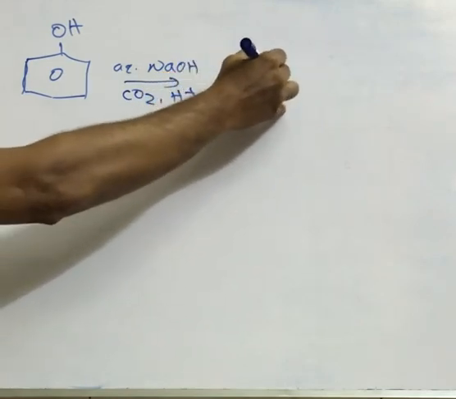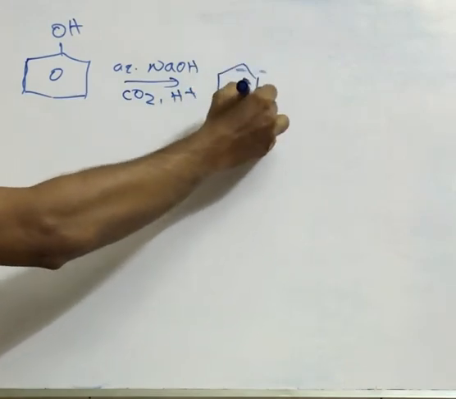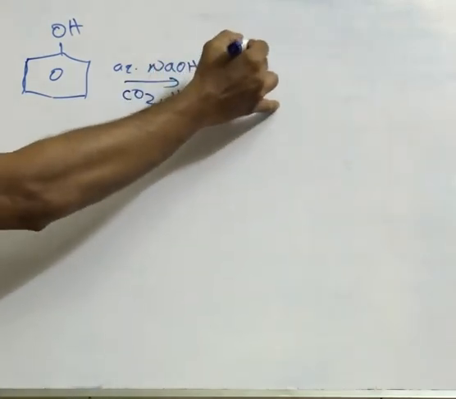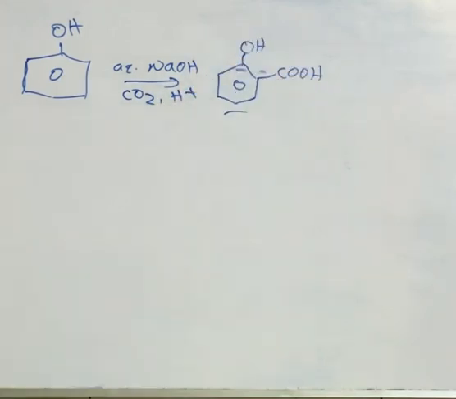then you will get OH and COOH. So you also will get a para product, but this is salicylic acid. You can also get 4-hydroxybenzoic acid. On the para position you will get the COOH group, but both ortho and para are possible in this particular case.